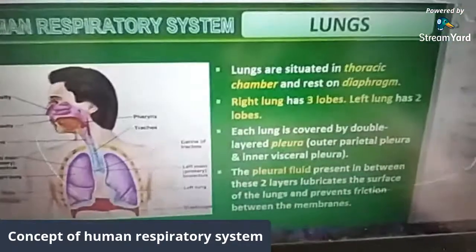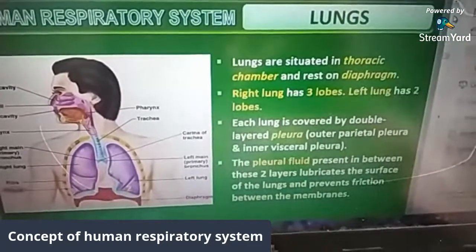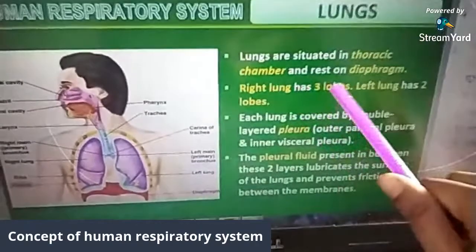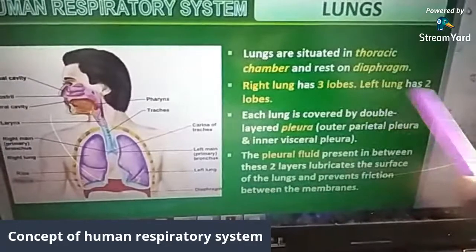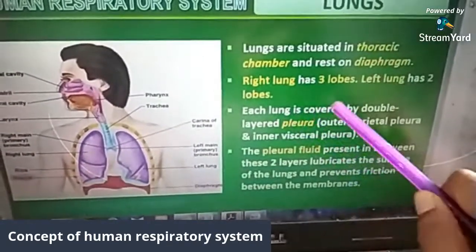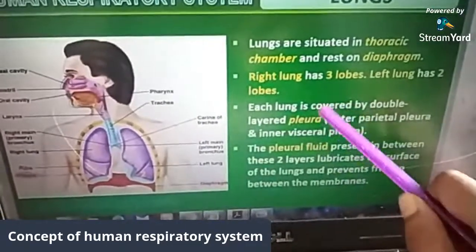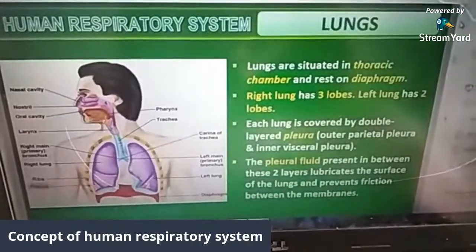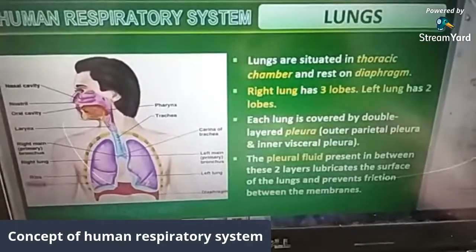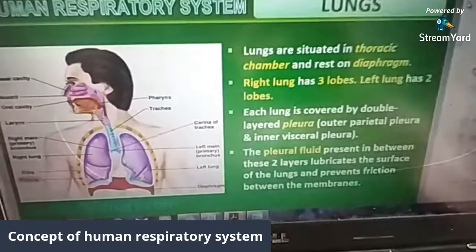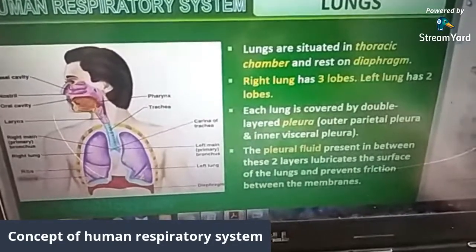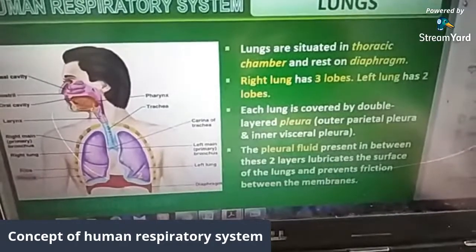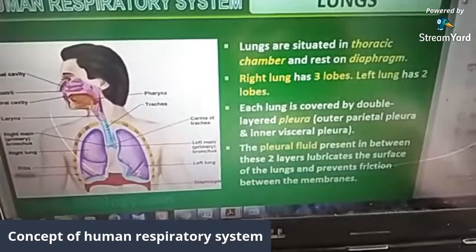Next is the lungs. These lungs are situated in the thoracic chamber and rest on the diaphragm. The right lung has 3 lobes and the left lung has 2 lobes. Each lung is covered by a double layered membrane called the pleura, and this is important for your 1 mark question: what is the meaning of pleura, or write down the definition of pleura. You have to write that this is the external double layered covering of each lung.